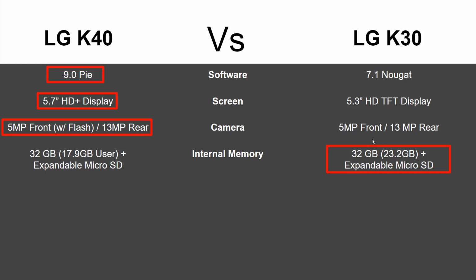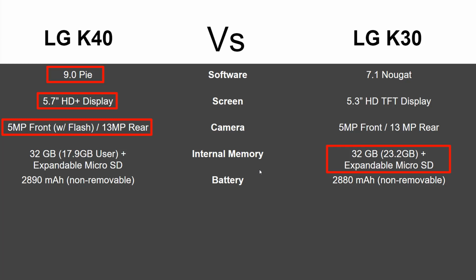Unfortunately, on the K40, it's a pretty big drop off. You only get 17.9 gigs, which is almost half of that 32 gigs. So don't get too excited about the 32 gig number, because in actuality, you're really only getting 17.9 gigs. So for that reason, the K30 does take it in the category of internal memory.